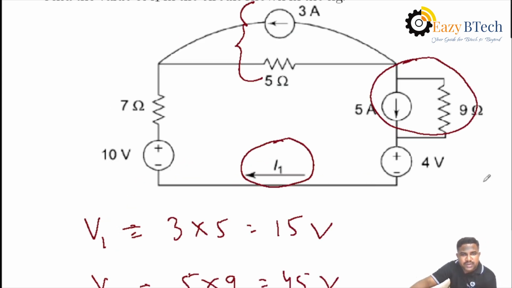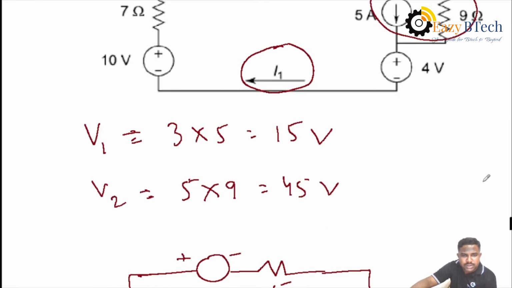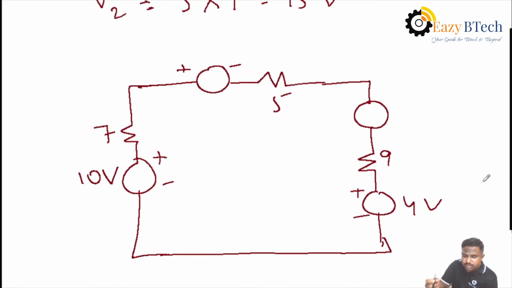For the other source, 5 amperes, also downwards, the current direction is from minus to plus. Then minus to plus the voltage source. This voltage source will be 45 volts and this voltage source will be 15 volts. Then what is required in this problem? To find out the response current.